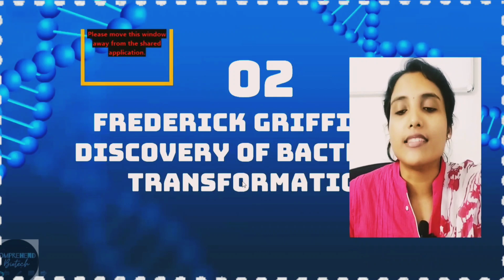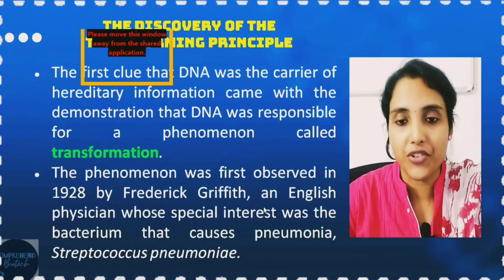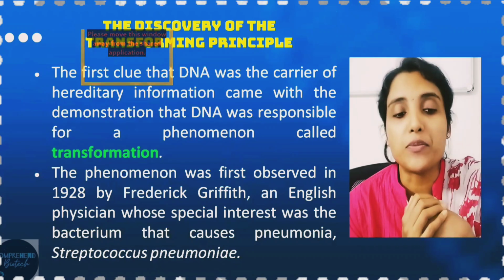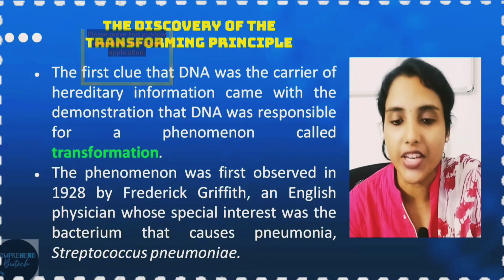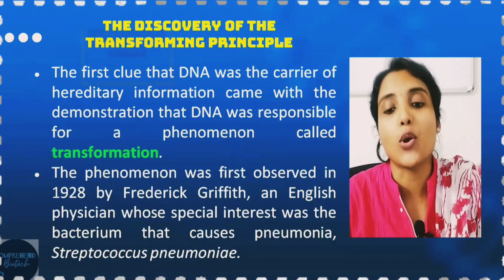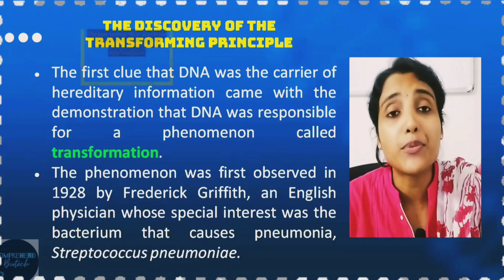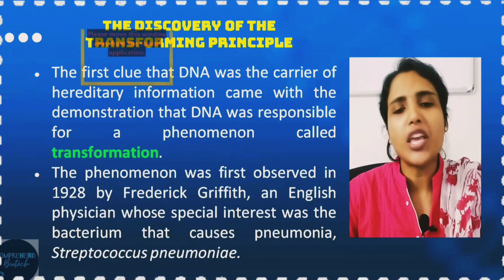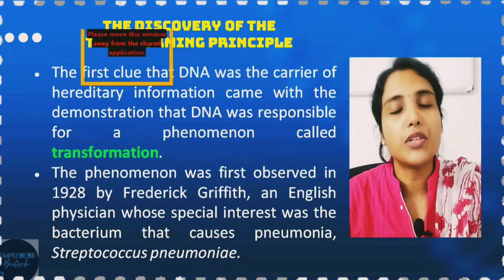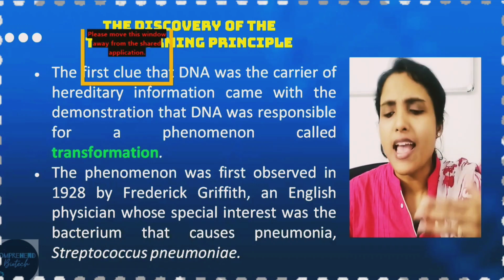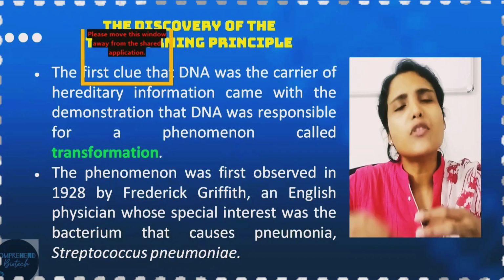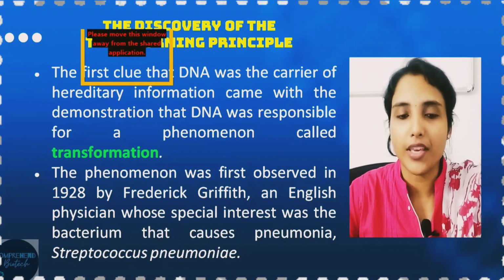So, Frederick Griffith's discovery of bacterial transformation. This phenomenon of transformation was first observed in 1928 by Frederick Griffith, an English physician whose special interest was the bacterium that causes pneumonia, known as Streptococcus pneumoniae, right? So he was studying this particular bacteria which causes pneumonia, and he had isolated numerous types of strains. Strains means different forms of the same bacteria, okay?